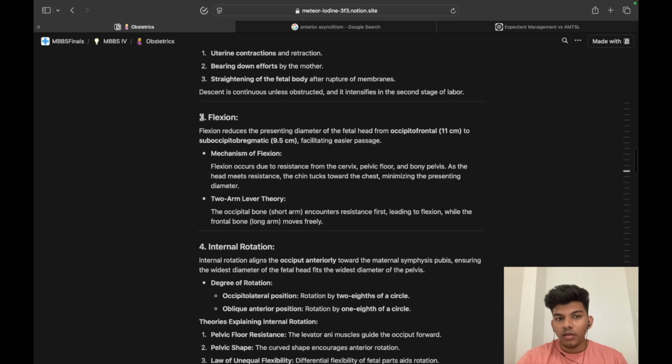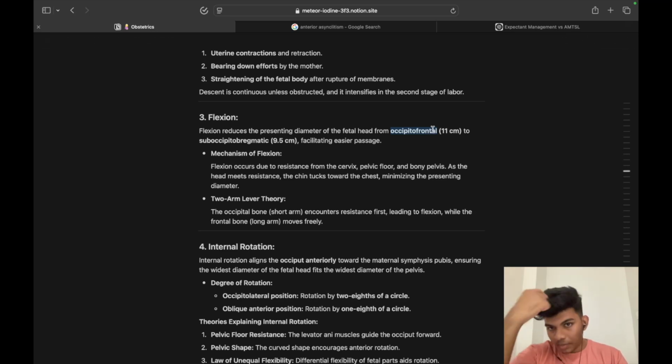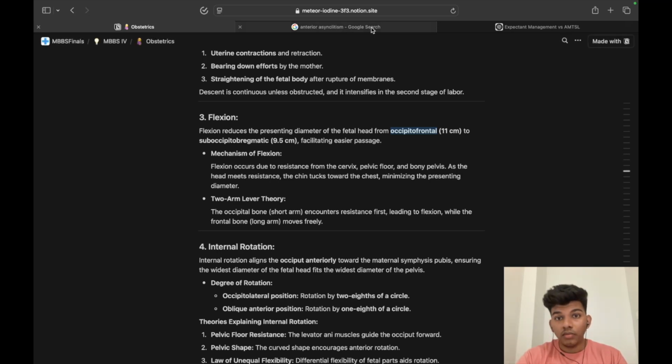Coming to flexion: it reduces the presenting diameter of the fetal head from occipitofrontal to suboccipitobregmatic. We already know what suboccipitobregmatic means: occiput to bregma, you know, right? It is 9.5 cm. Occipitofrontal, what is it? Bregma is somewhere here, but frontal is somewhere here. We'll look at it once.